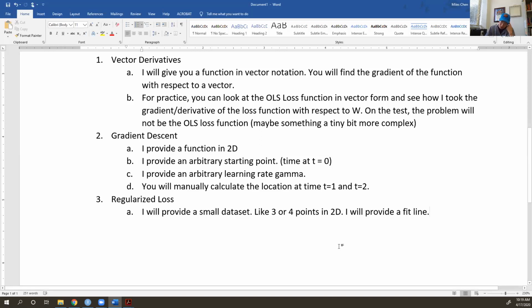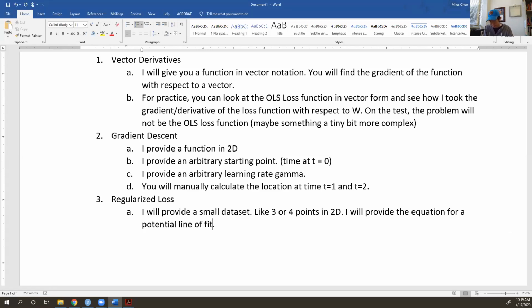Regularized loss. I will provide a small data set, like 3 or 4 points in 2D. I will provide the equation for a fit line. It may or may not necessarily be a great line, a potential fit line.